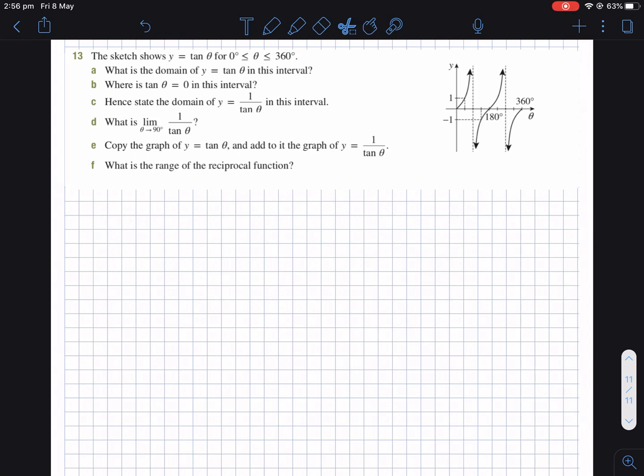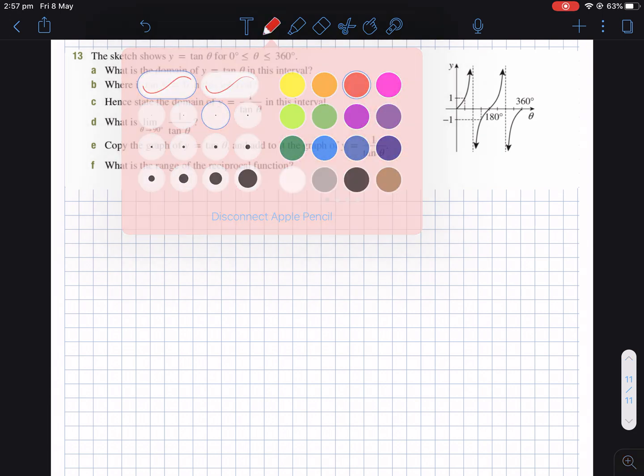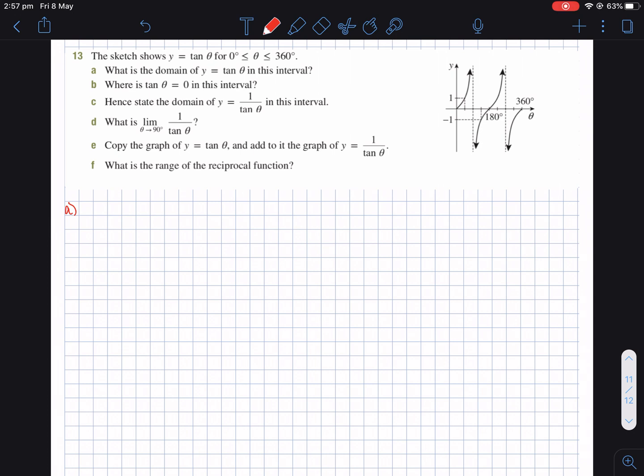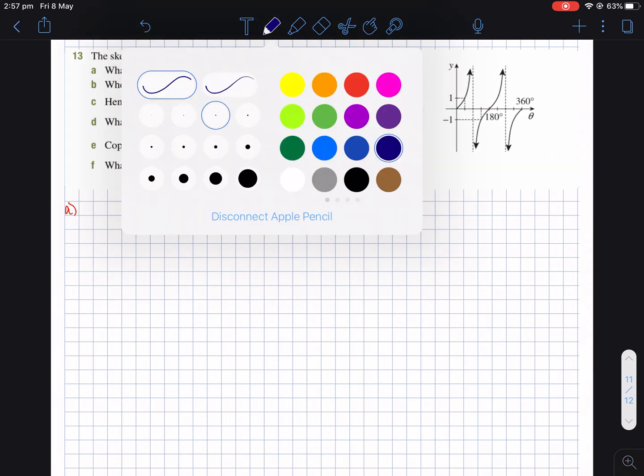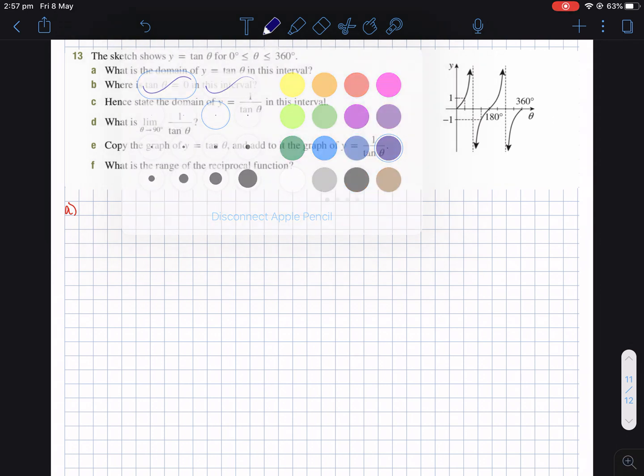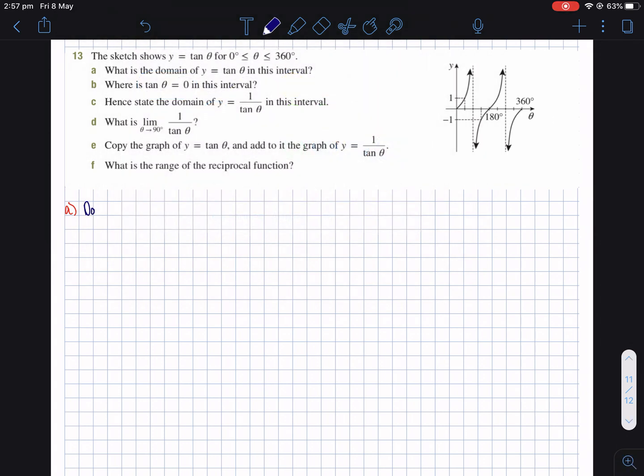Okay, so we've got y equals tan theta for these. Let's actually look at tan theta itself. First of all, the domain of y equals tan theta: you can see there are asymptotes halfway between 0 and 180, so in the domain of theta, you can't put in 90, you can't put in 270.